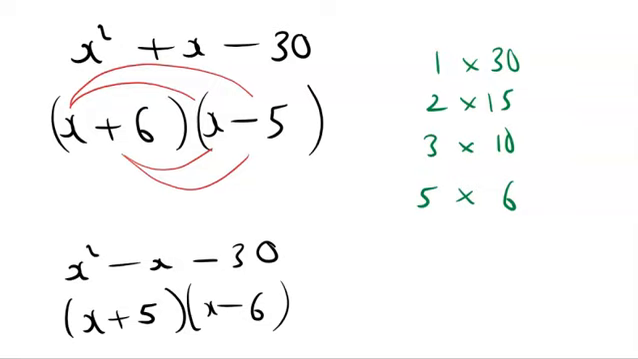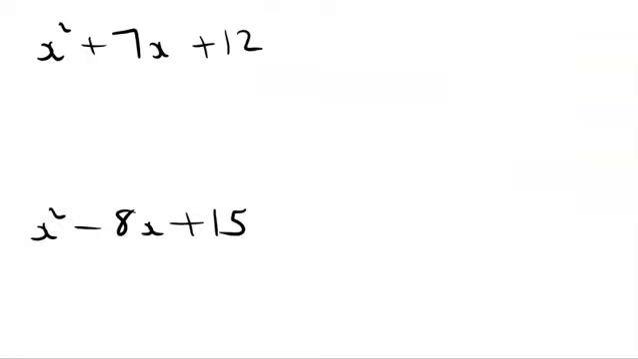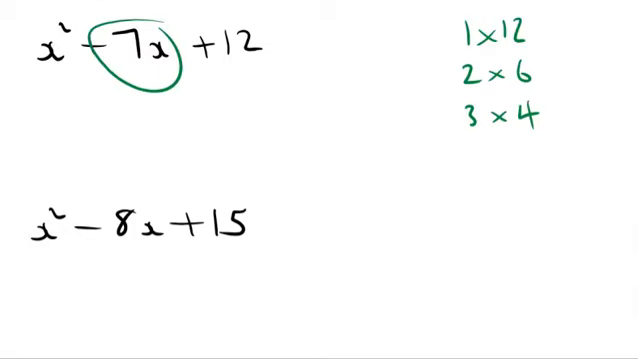Okay then, so we have 4 different types to deal with. And here are the first 2 again. Quick review. All plus signs for the first one here. So what I do, look at the 12 at the end and write down what makes 12 as a product. So again, 1 times 12, 2 times 6, and 3 times 4. I want to get 7x, so which of those 3 adds to give me 7? Well, the last one does.